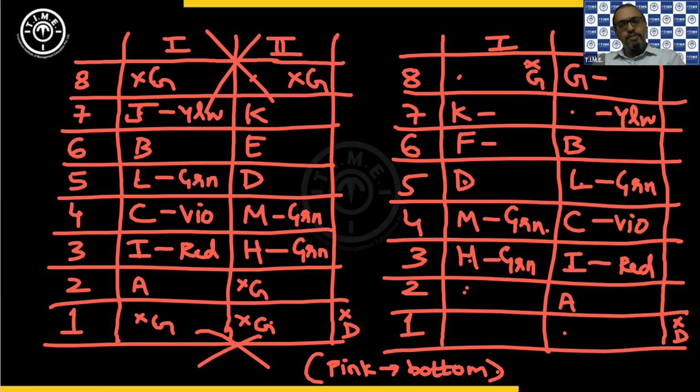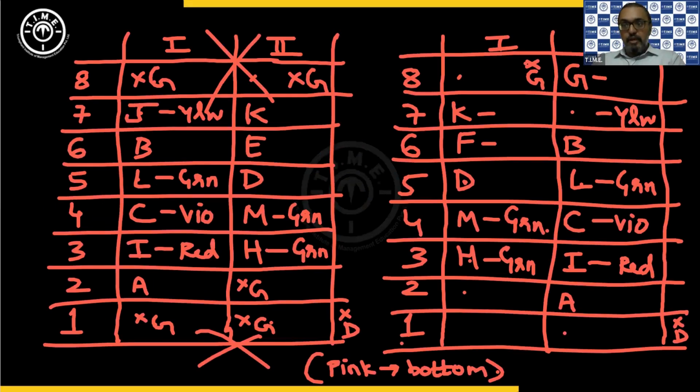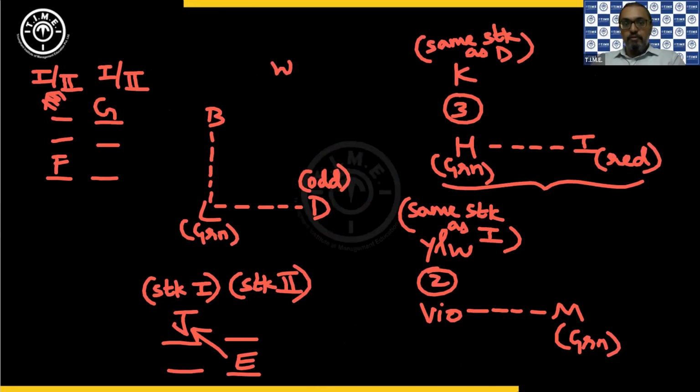Okay, you can still have G and E available for 8th and 7th and 2nd and 1st. We'll wait for that, we'll come back to that. Then further, white and yellow colored boxes are placed in the same stack. Okay, white and yellow are in the same stack. We'll wait it out.